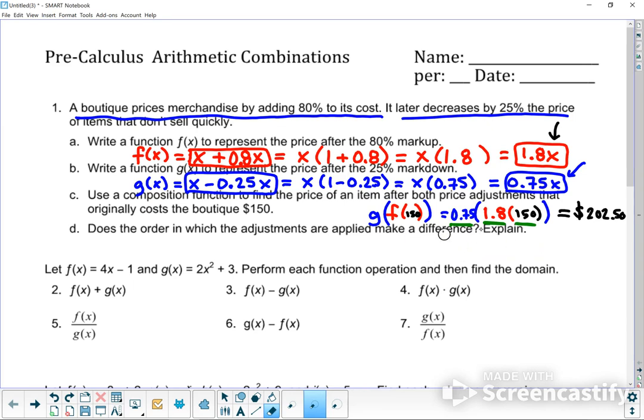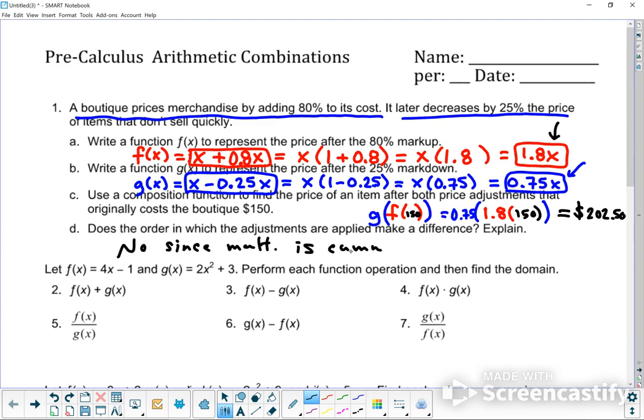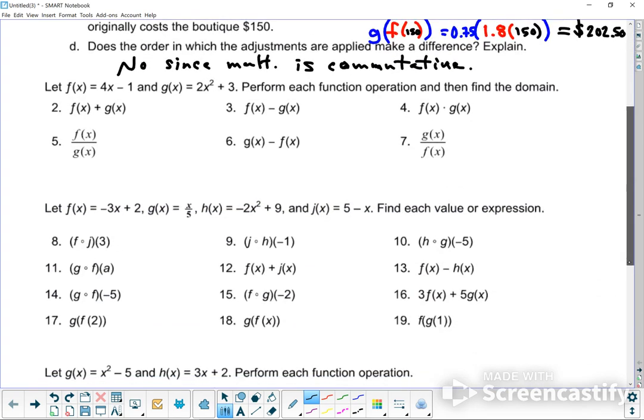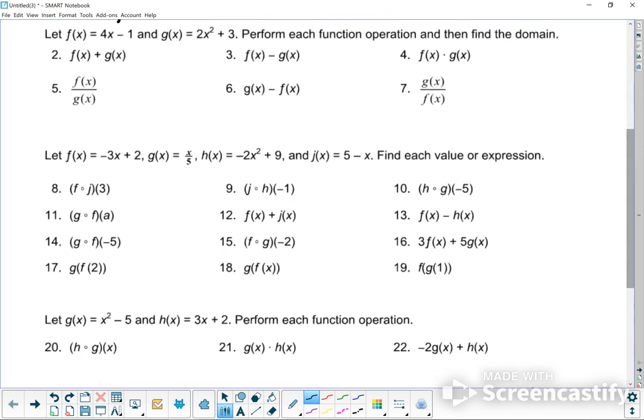So to answer this question, no, it doesn't matter the order of the adjustments. I'll let you write that in. I'll just write no, since multiplication is commutative, meaning that the order doesn't matter how you multiply. Okay, that was number 1, surprisingly.